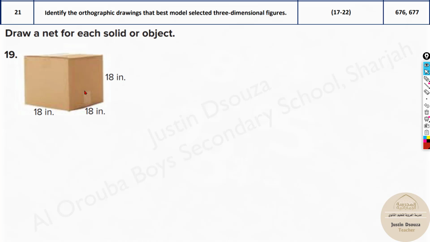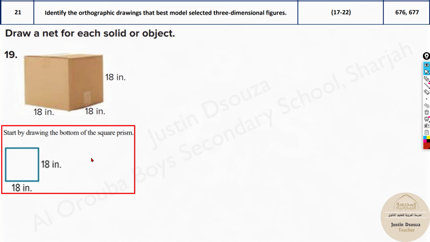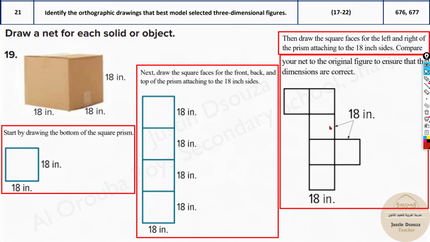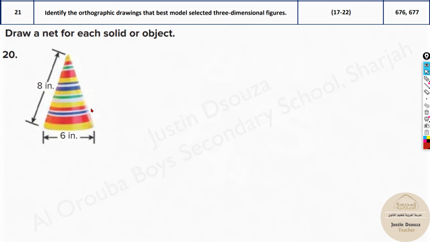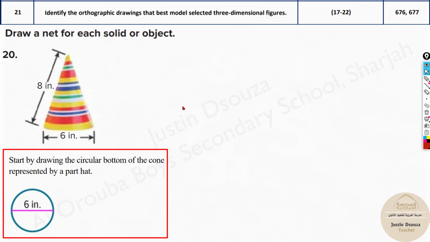This is a square prism. So we can easily do this. Do the squares first and then the sides. And that's the answer. What about a cone? Now, a cone will have a circle. Obviously, it's having a circular base over here. But what about this part? Now, that's not going to be straight. So this part, doesn't matter what, it'll be something like this, right? Even if you cut it any part, it's going to be something like this.